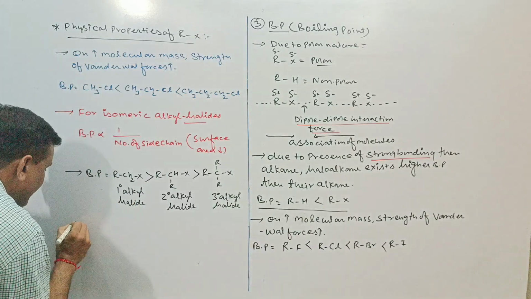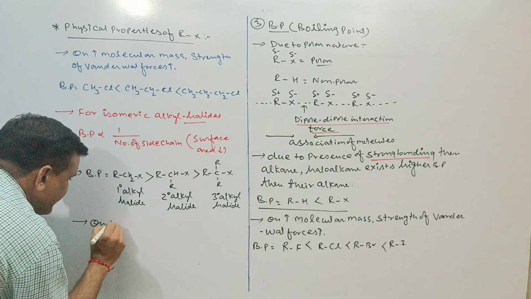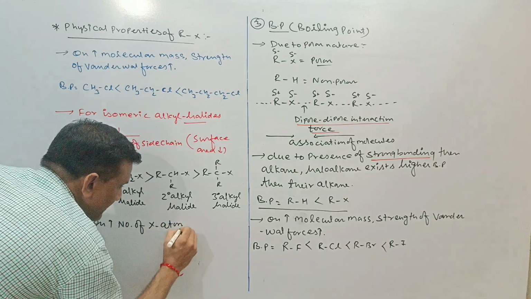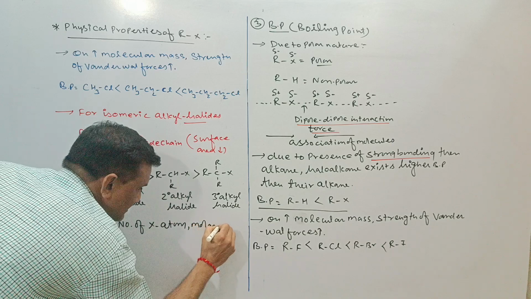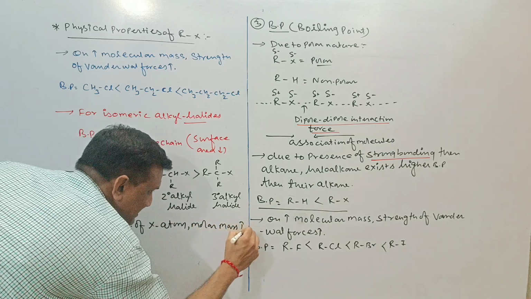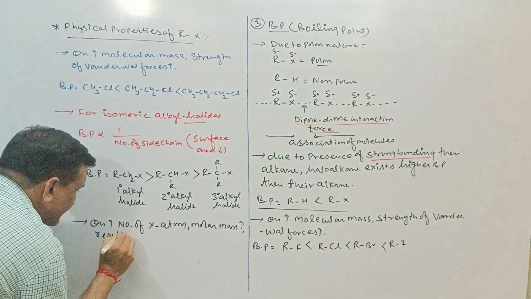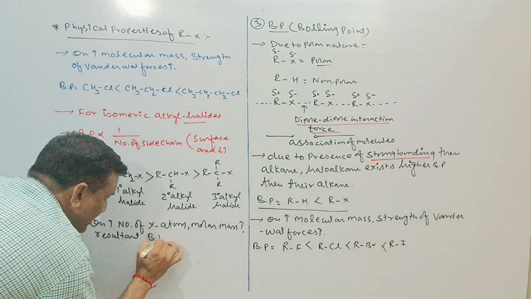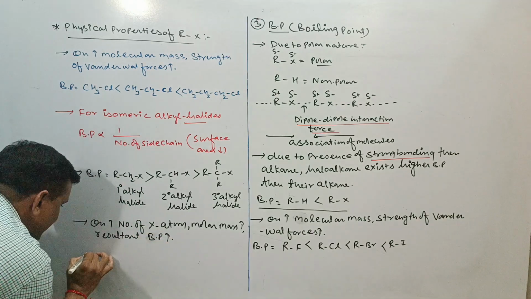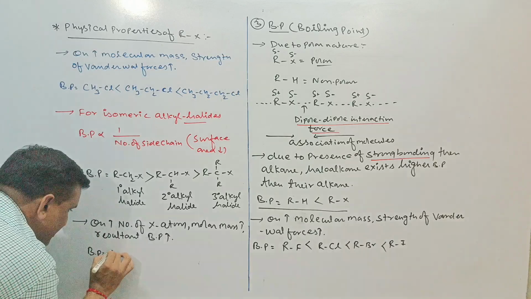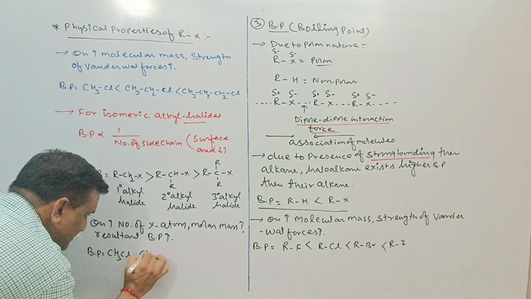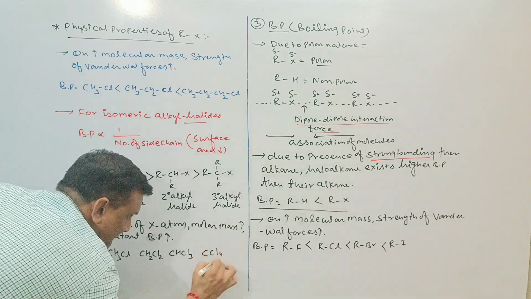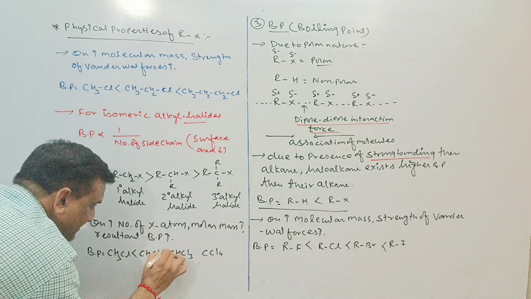Now I would like to go further on increasing number of halogen atom, molar mass also increases, and as a result the boiling point also increases. So if we go with the BP, here's the most important question: CH3Cl 1 halogen, CH2Cl2 2 halogen, CHCl3 3 halogen, CCl4 4 halogen. So the sequence of BP will be as follows.